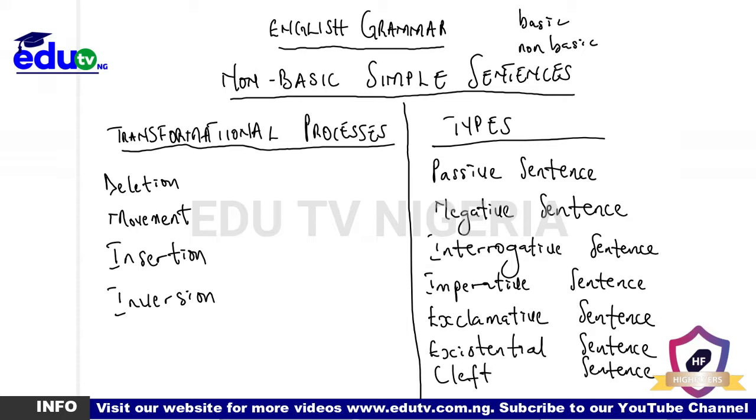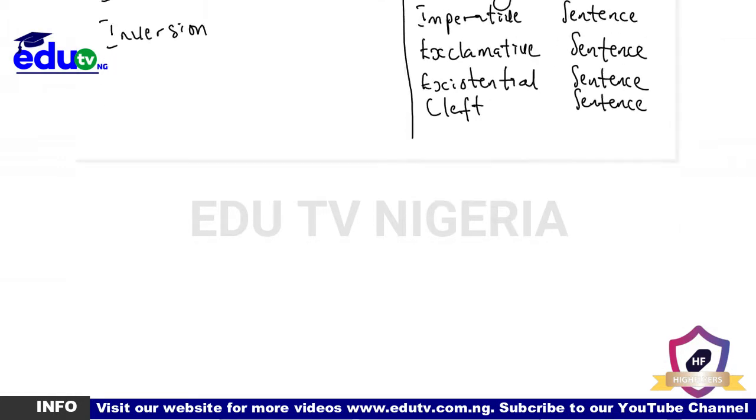So for instance, let me give you an instance with a passive sentence. Now look at this sentence: "She stole my wallet." This is a basic simple sentence, pattern 2 to be specific, because this is your subject, this is a predicator, and this is your object. So "she", subject; "stole", predicator; "my wallet", object. Now I could decide to move "my wallet", which is the object in the active sentence, to the subject position in a passive sentence.